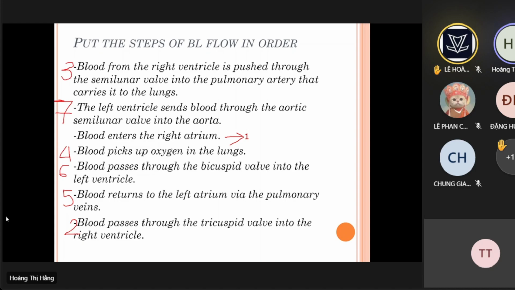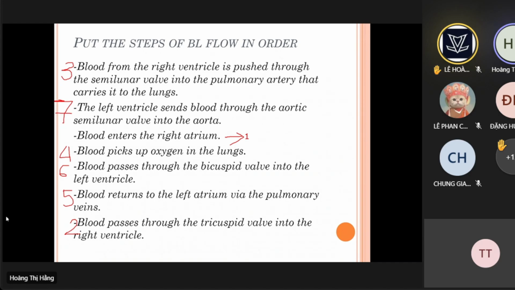Tricuspid valve. Hay là Semilunar Valves. Semilunar Valves là nối từ tim đi ra ngoài. Đơn giản vậy thôi. AV là atrial ventricular, đúng không? Còn Semilunar Valve đi ra ngoài thì sẽ có hai cái, một cái là đi động mạch, một cái là đi phổi. Phổi thì pulmon, gốc từ là pulmon, tính từ là pulmonary.